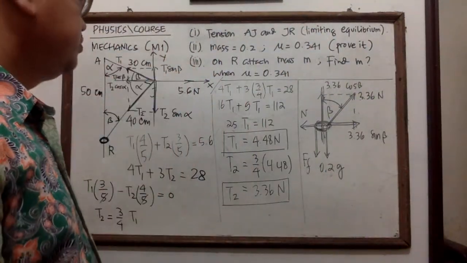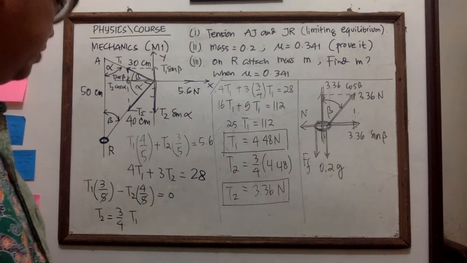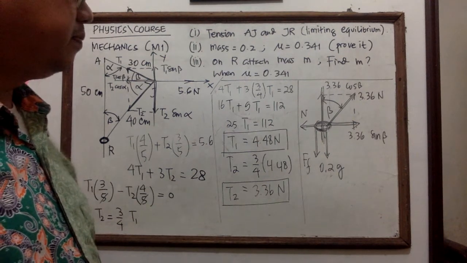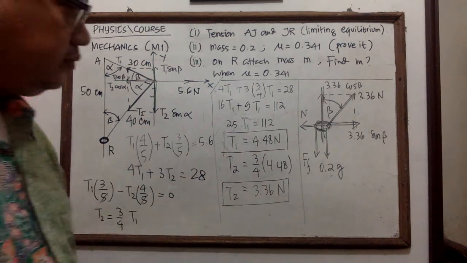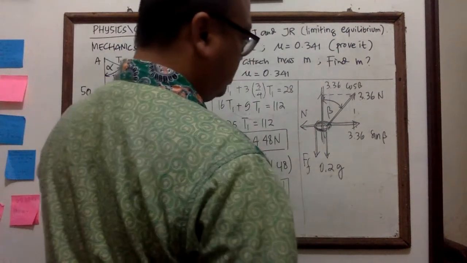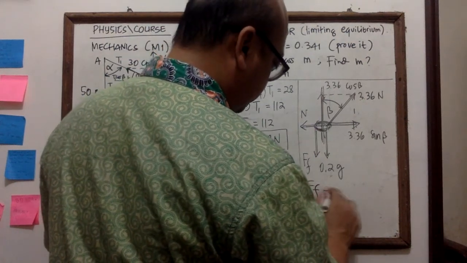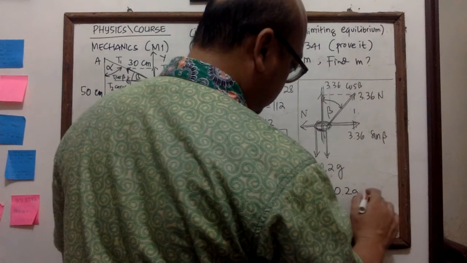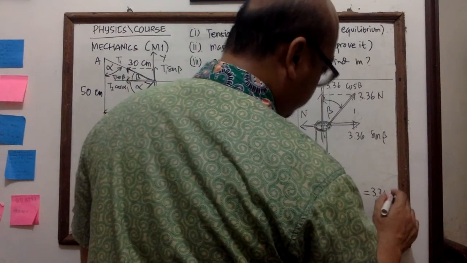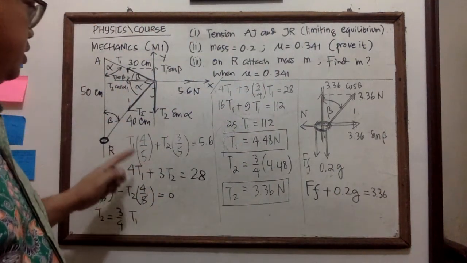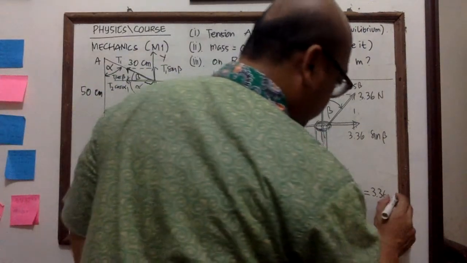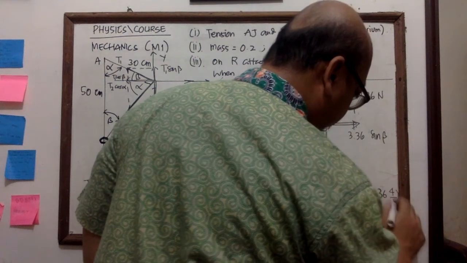So we come back to the question. We need to erase some of my handwriting. If in equilibrium, we have the frictional force plus 0.2 g equals 3.36 cos beta. The cos beta is 4 over 5.